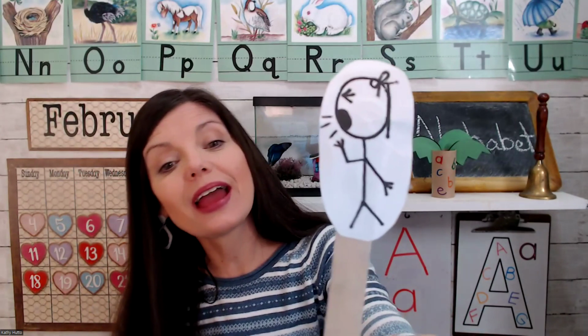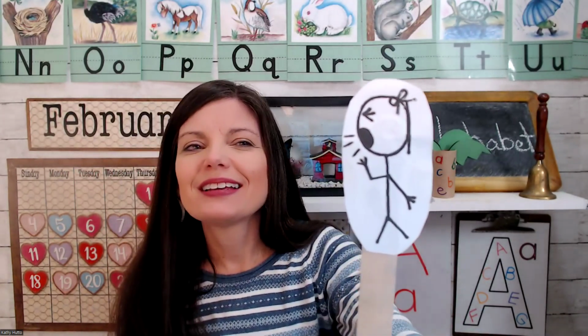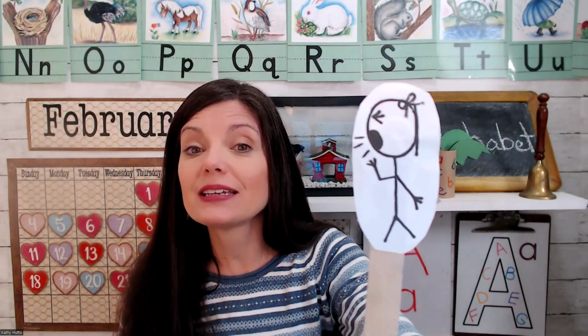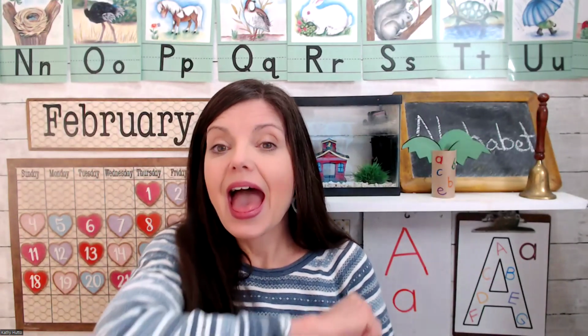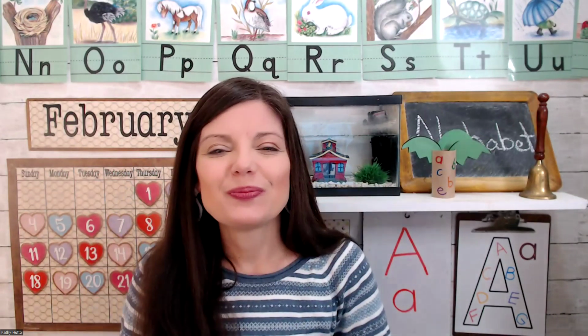If you look closely, you can see a letter A hiding in the picture. Do you see letter A? It's her head and her hair. So when you see a letter A, I hope you'll remember my friend A. And what does A say? Ah, ah, ah, as in achoo.